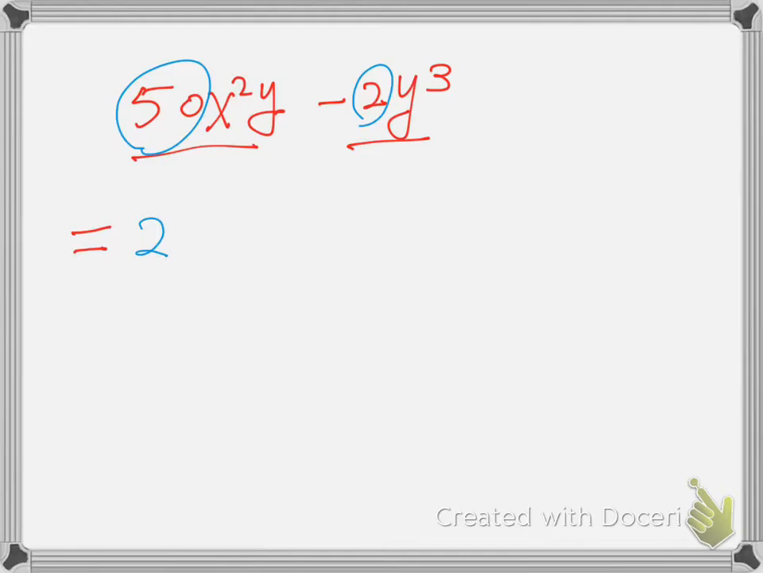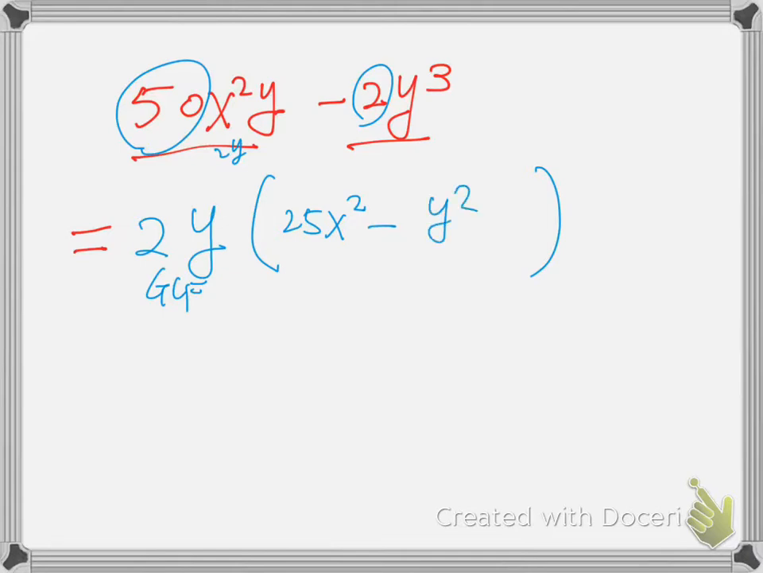And then x part, this is x, this is no x, so no common part. Y part, this is y to the first, y to the third, so it's y. So this is our GCF method, right? We factor out GCF and then divide. So this divided by 2y, what do you got? 25x squared. The second term divided by 2y, you got 2 cancelled, y squared.